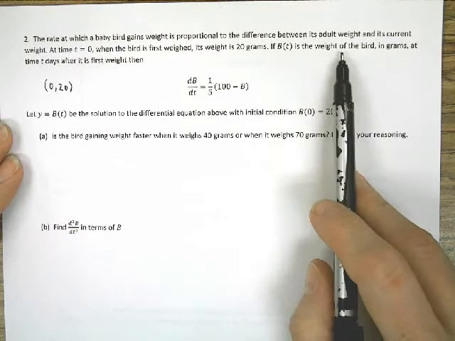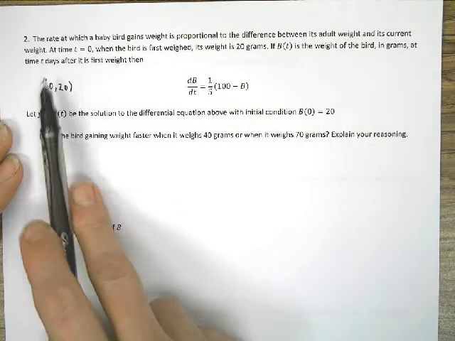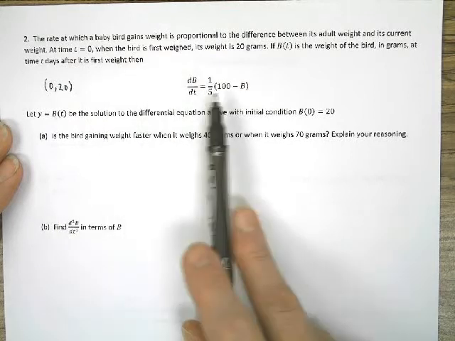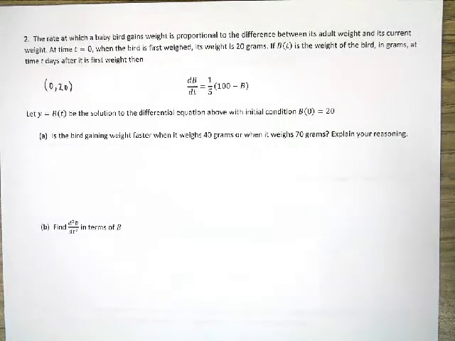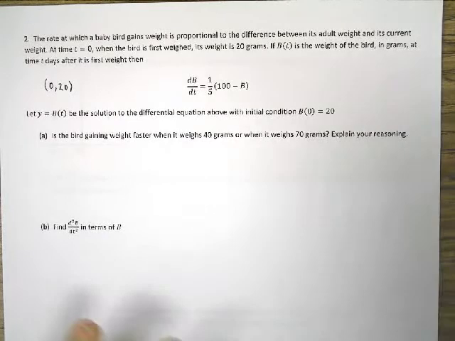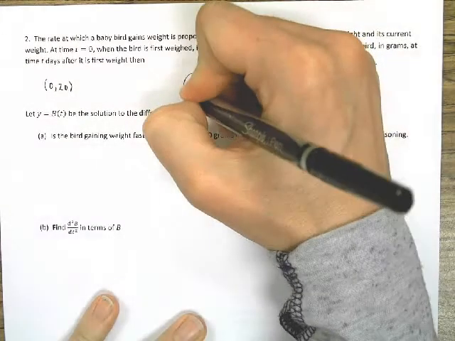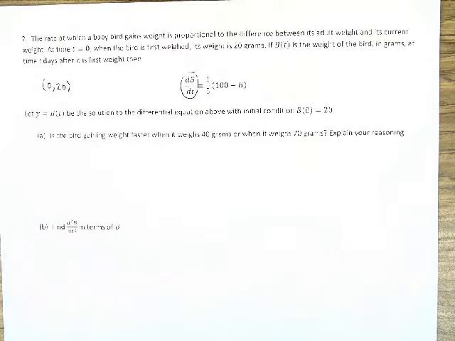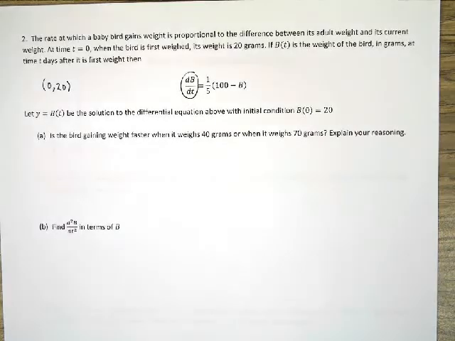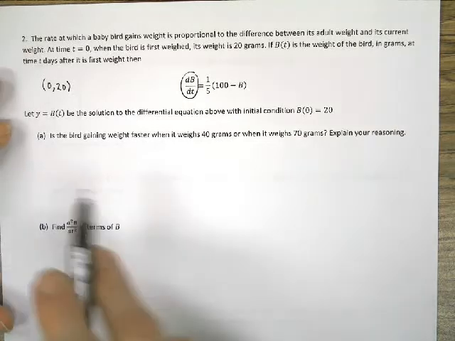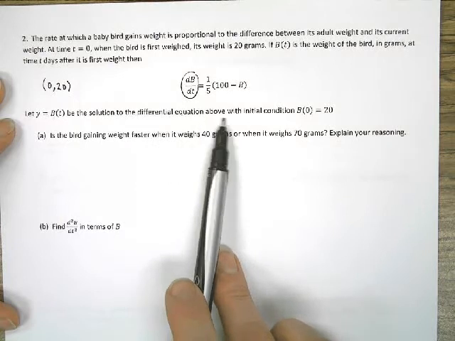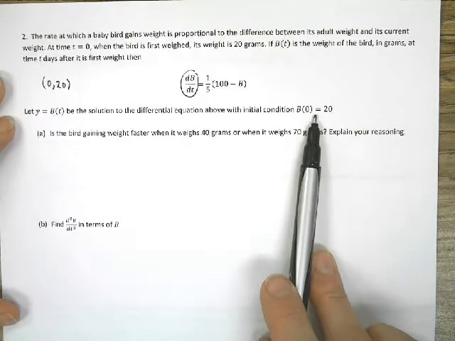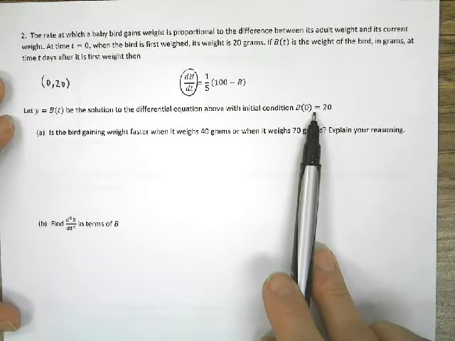Okay, now if B of t is the weight of the bird in grams at time t days after its first weight, then dB dt equals 1/5 times 100 minus B. So they're giving us the rate of change of the weight of that bird, right? Hopefully we all recognize this now as a differential equation. It's not dy dx, but it's that derivative, so that's still a differential equation. It's saying let y equals B of t be the solution to the differential equation above, and again, there's that initial condition, B of 0 equals 20.